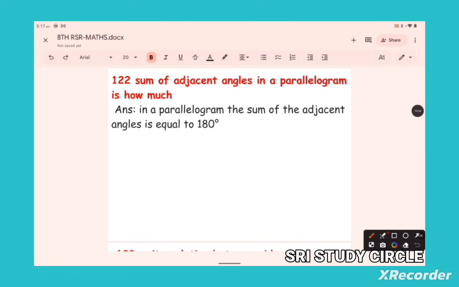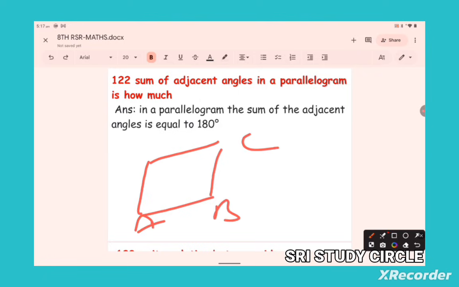Sum of adjacent angles in a parallelogram is how much? A, B, C, D. Here ABCD is a parallelogram. That means the lengths of opposite sides are equal, opposite sides are parallel, and at the same time opposite angles are also equal.